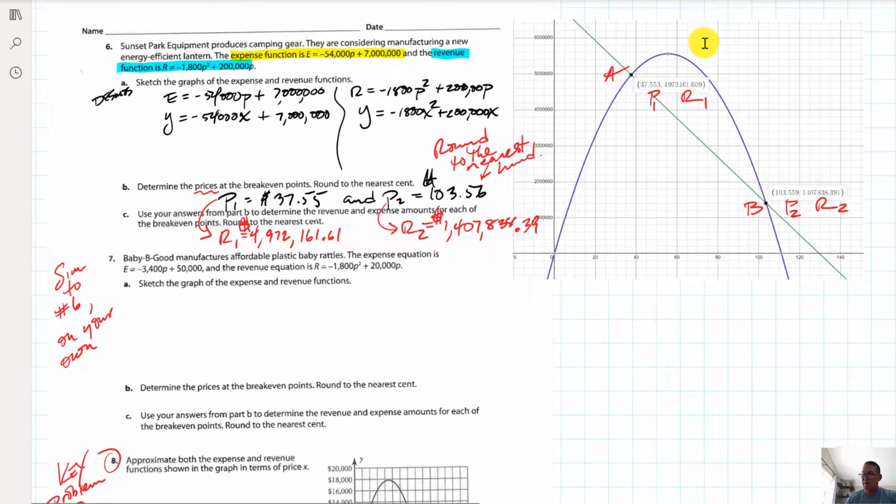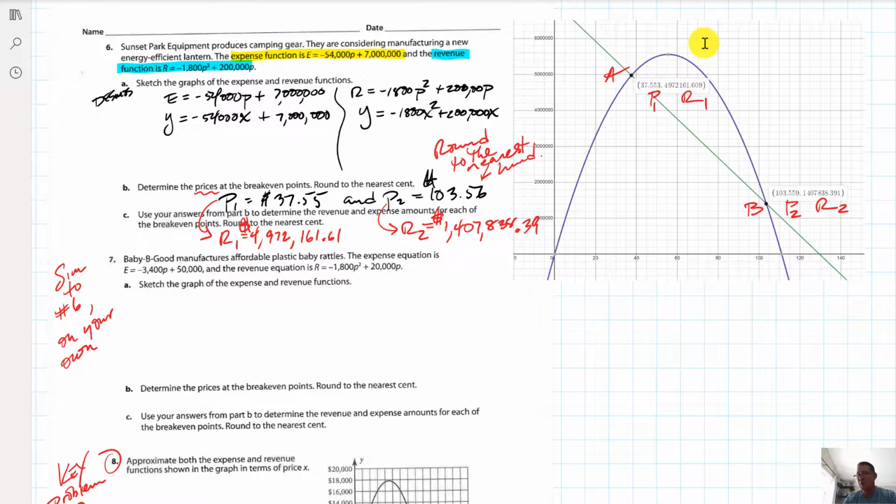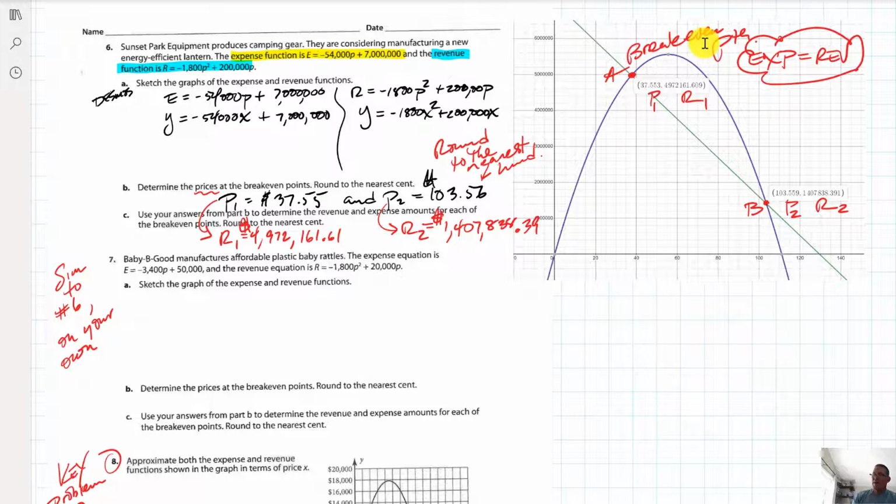So you just enter the functions in and click on the break-even points where they intersect. These are called break-even points, A and B. It's where the expenses are equal to revenue. Key concept right there.